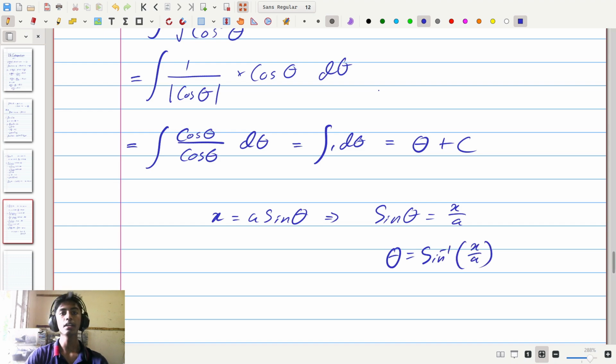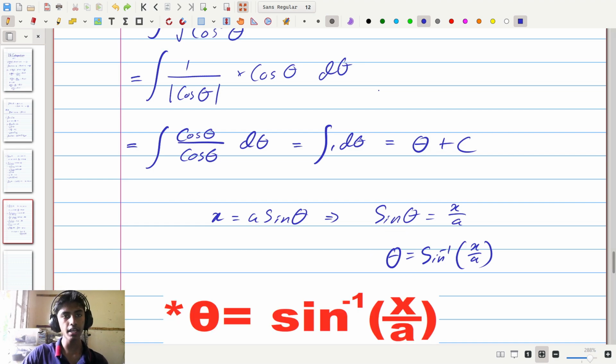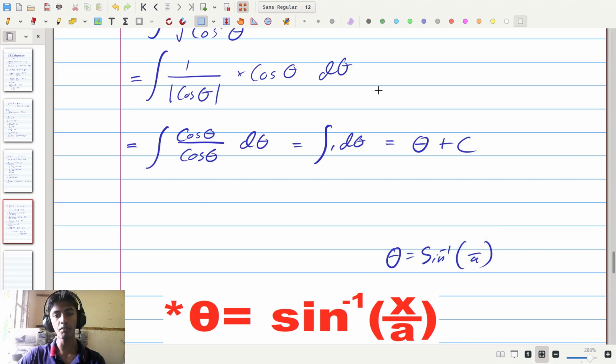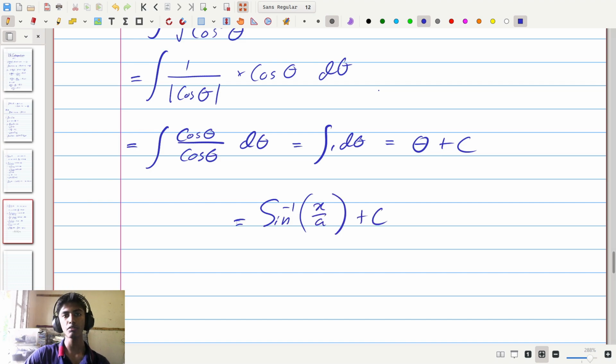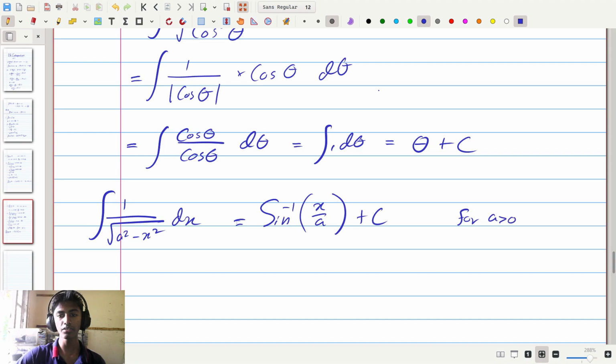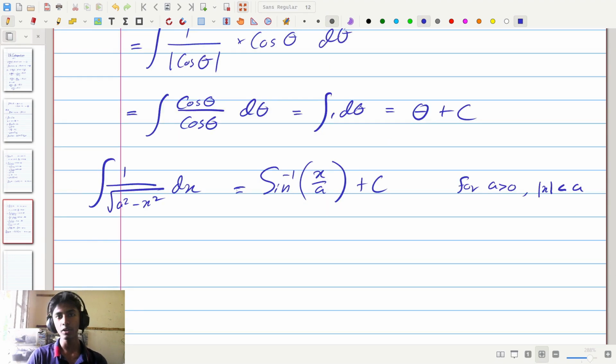Given all of these conditions, we can finally say that our final expression of our integral is going to be equal to theta, which is the sine inverse of x divided by a, plus c. Therefore, our integral on the left, which was the integral of 1 divided by the square root of a squared minus x squared with respect to x, is equal to the sine inverse of x divided by a plus c, for a greater than 0, and also for the condition that the absolute value of x only stays between negative a and a.